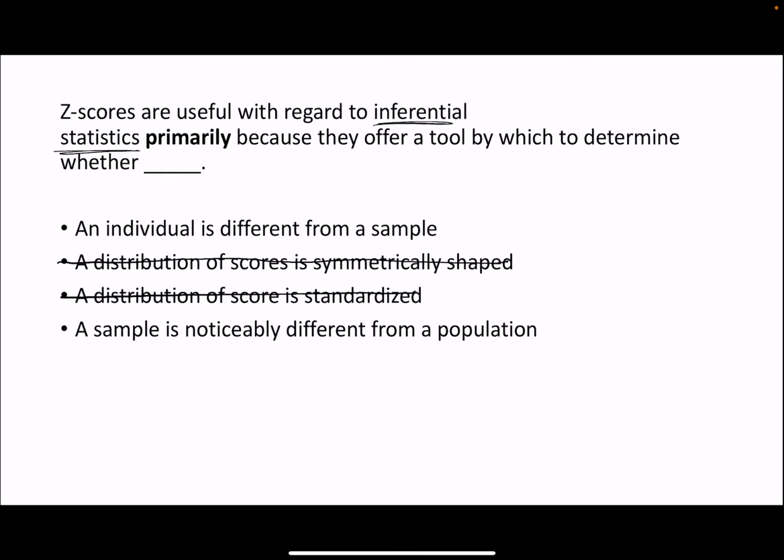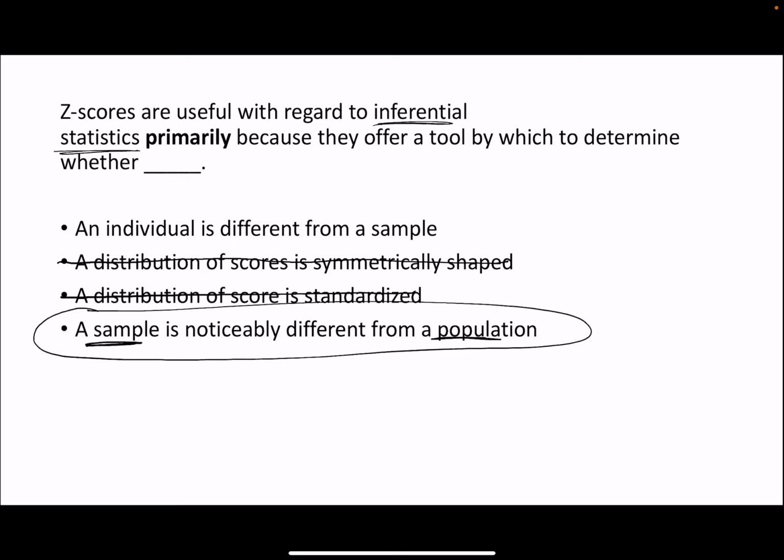So I don't really care about an individual person. I care about a sample of people because I am talking about inferential statistics, which is to take a sample, do something, and then try to push that back to the population and say, yes, this has a difference for the population, so we're going to expand this thought. So this is going to be this last answer here, where we're talking about sample and population. And again, we're getting that from the fact that we're talking about inferential statistics, not just z-scores, but inferential statistics.